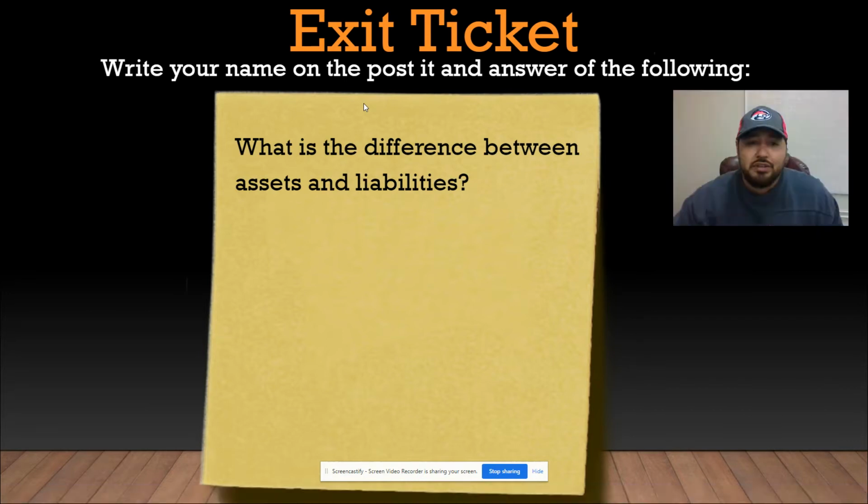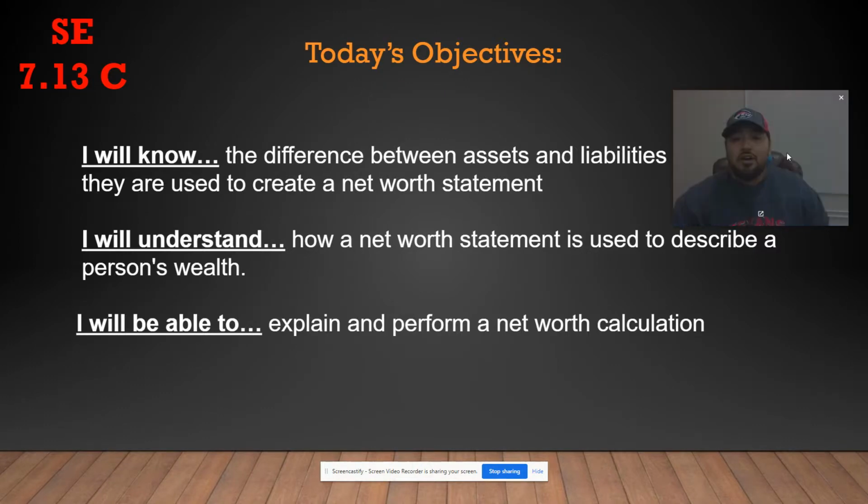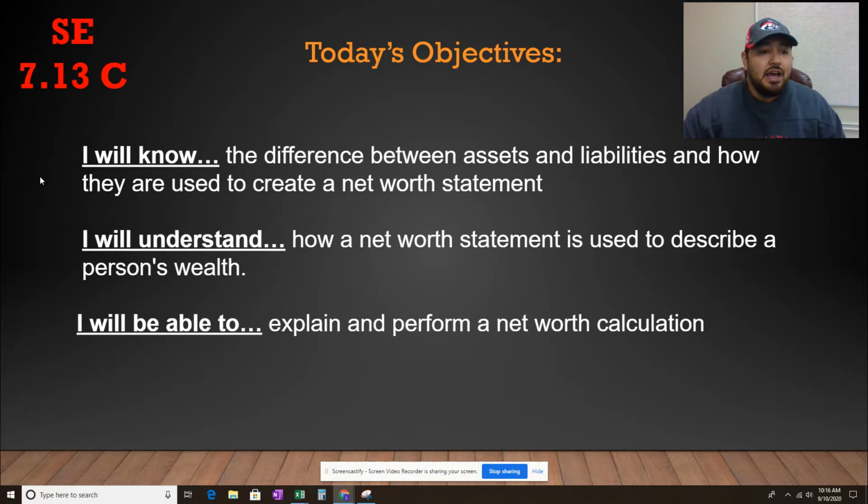So today, today's objectives are: I will know the difference between assets and liabilities and how they are used to create a net worth statement. So we're going to actually be going into making and creating a net worth statement, and then you're going to be practicing on your own. I will understand how a net worth statement is used to describe a person's wealth. And I will be able to explain and perform a net worth calculation. So you'll be able to calculate a net worth by the end of this lesson.